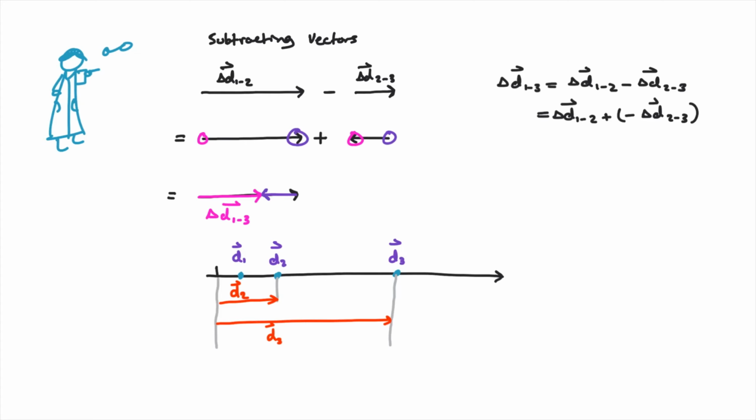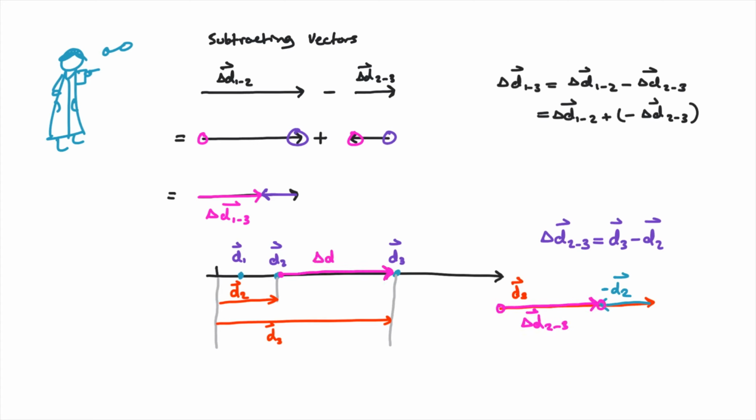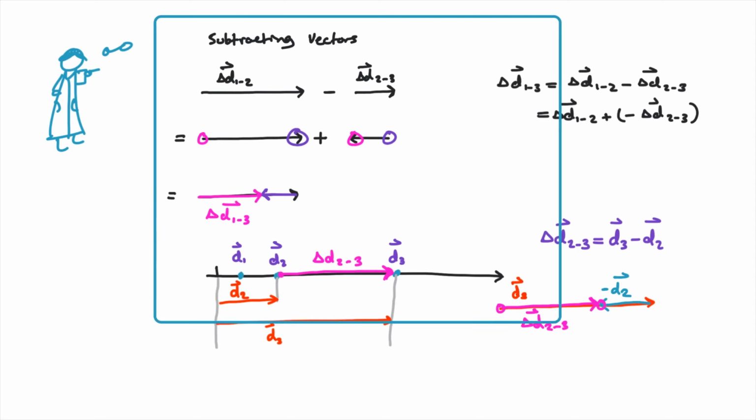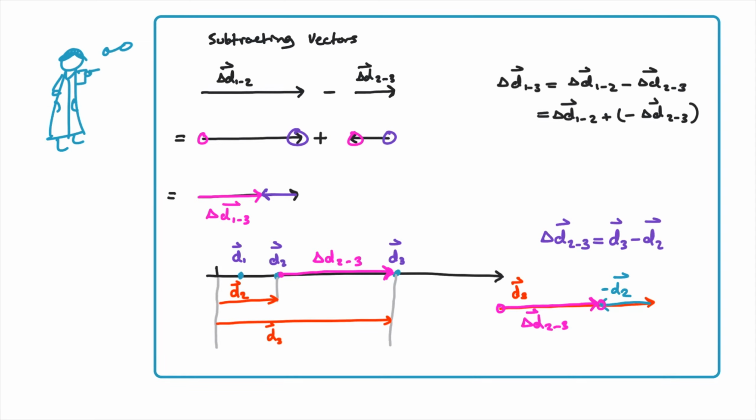As discussed previously, we can algebraically determine the change in position from 2 to 3 by subtracting position vector 2 from position vector 3. Geometrically, we can do the same by taking position vector 3 and subtracting position vector 2, and we can see that the result is a vector that represents the change in position from 2 to 3.